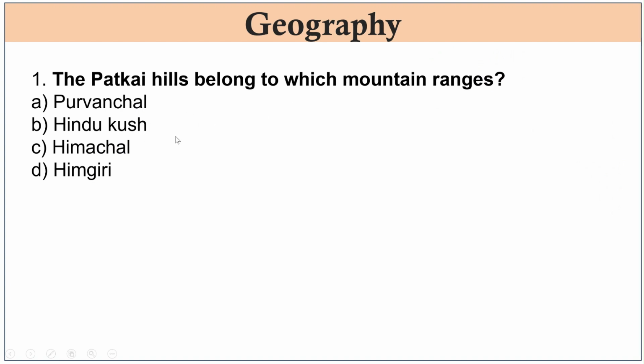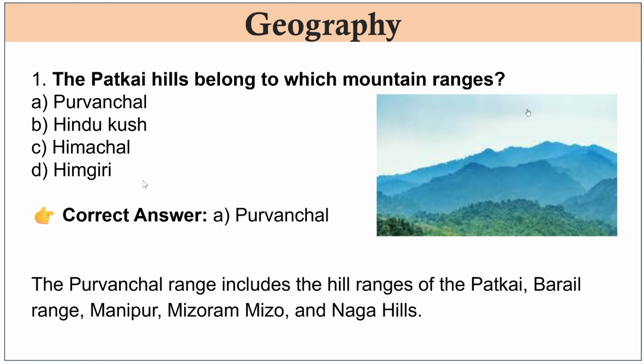A. Purvanchal. B. Hindu Kush. C. Himachal. D. Himgiri. The correct answer is A. Purvanchal. The Purvanchal range includes the hill ranges of the Patkai, Bareil Range, Manipur, Mizoram Mizo, and Naga Hills.